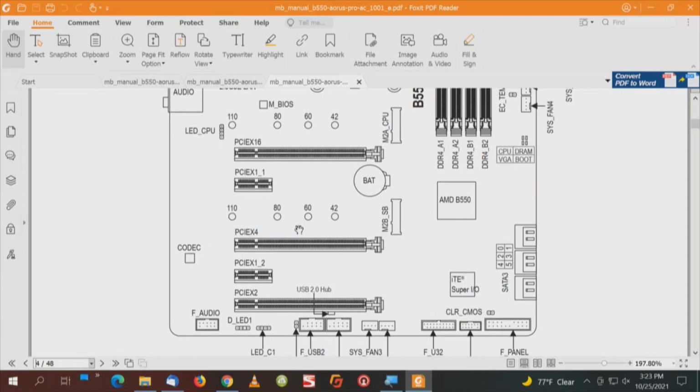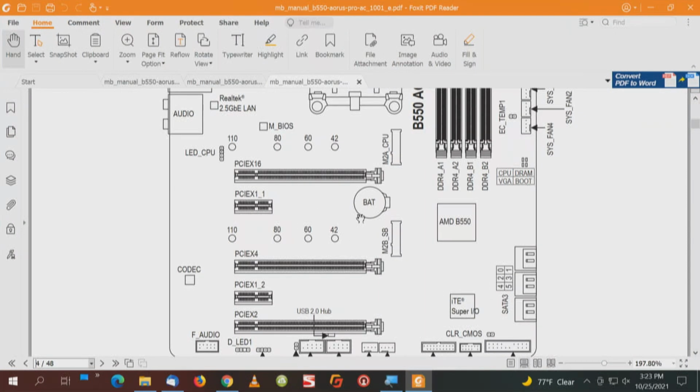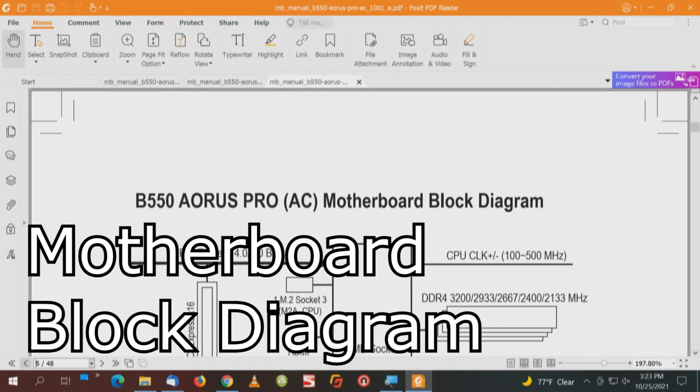And again, we have 3 16-lane slots, number 1. Number 2, we have 2 M.2 connectors. And by the nomenclature, we know the top one, M.2A underscore CPU, is to the CPU, and M.2B underscore SB is going to be through the chipset. Now the question is, that says that's a 16-lane slot, that says that's a 4-lane slot, and that says that's a 2-lane slot. Okay, let's go to page number 5, and let's look at the motherboard block diagram.